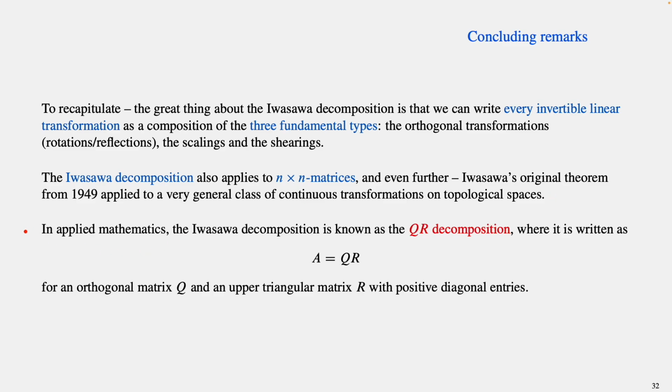And this decomposition also pops up in applied mathematics. So if you take a course on numerical analysis, you might encounter it without even knowing that you encountered it. And there it is often called the QR decomposition. So where some matrix A is decomposed into a product Q times R, where Q is an orthogonal matrix and R is an upper triangular matrix with positive diagonal entries. And you see this is exactly analogous to our Iwasawa decomposition. And then there are all kinds of algorithms to compute this QR decomposition, or to use this QR decomposition to solve some kind of numerical problems. But of course, this is a topic for a different course.